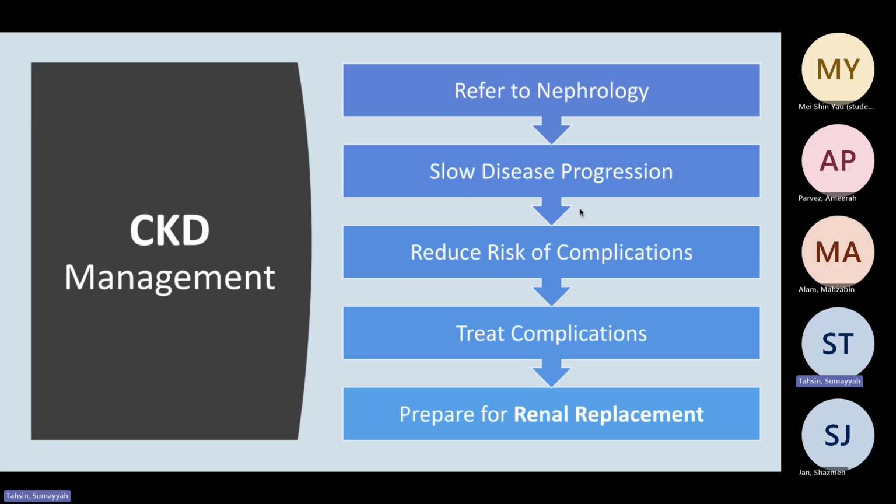We want to reduce any risk of further complications. So for example, make sure the patient is exercising, keeping a healthy weight, stopping smoking, and treat any complications they have. And then if the patient has late stage kidney disease or their eGFR is very low, so for example, less than 15, we will start to prepare them for renal replacement therapy.